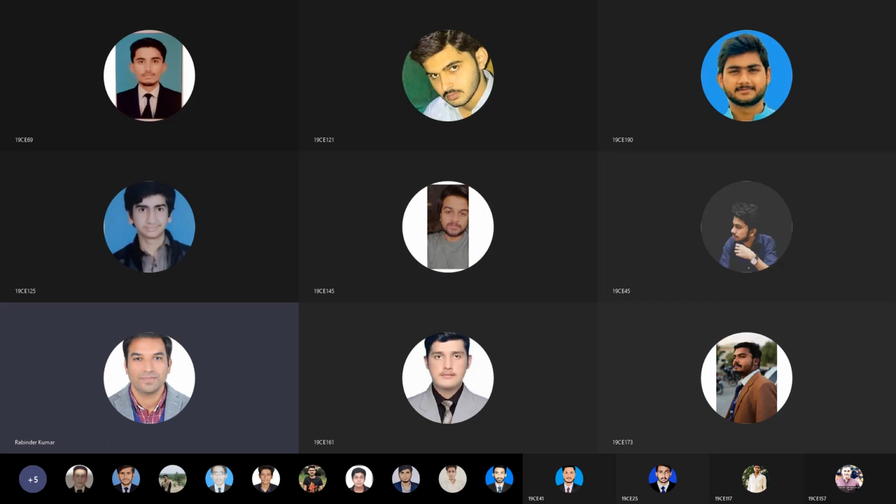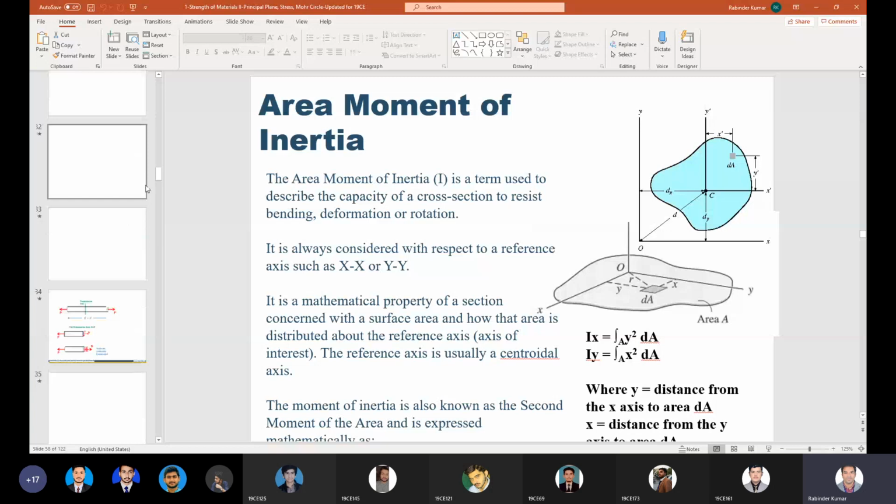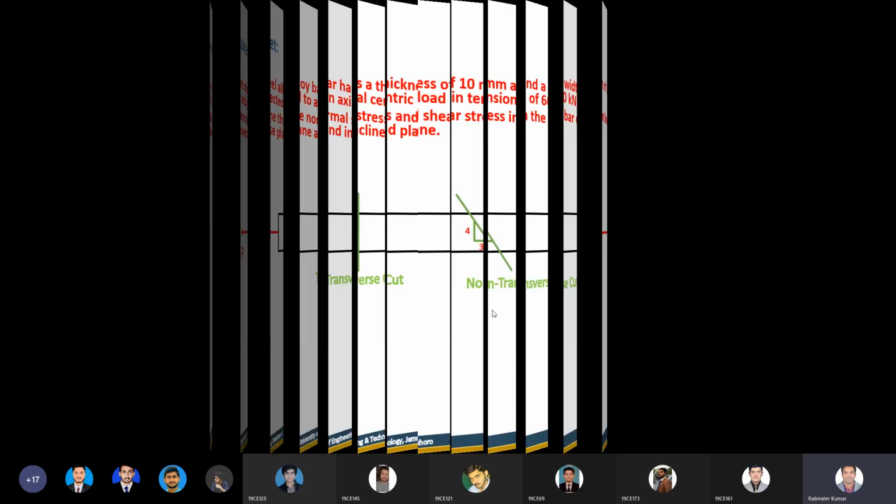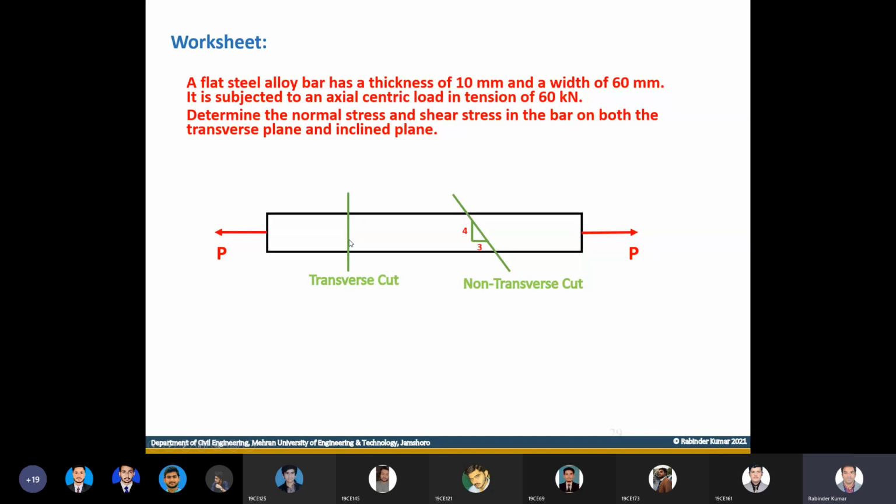Okay, what we have discussed in last class. So I gave you this question and I asked you to find the stress on this transverse cut. Transverse cut means along the cross section at 90 degrees. Non-transverse cut means along the cross section at a certain angle. So we found how to find the stresses on this cut, but I asked you to find the stresses on this inclined cut or non-transverse cut.